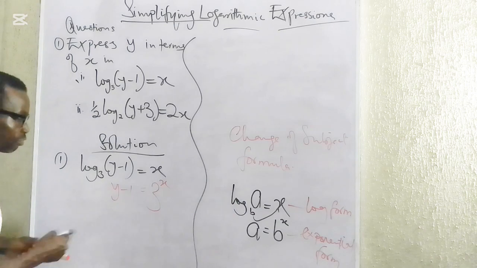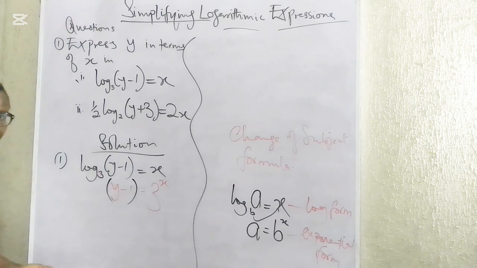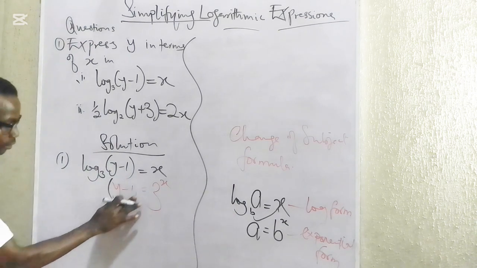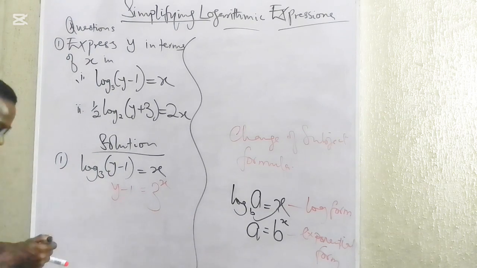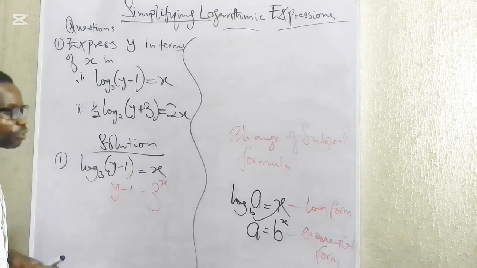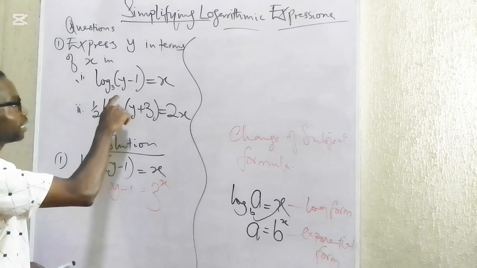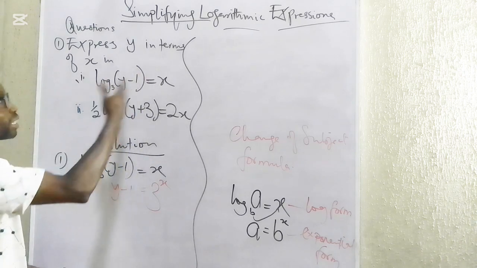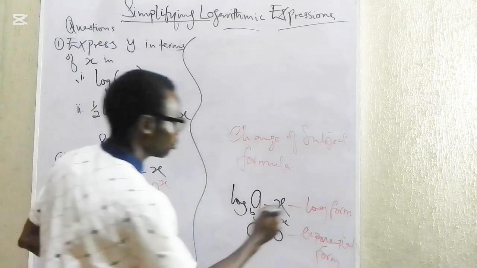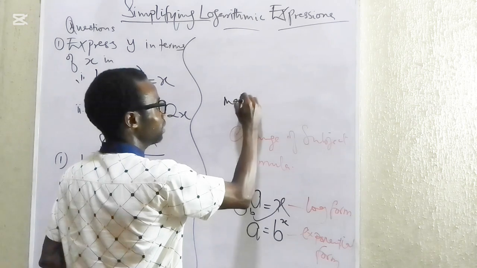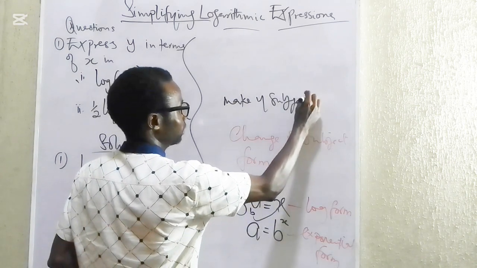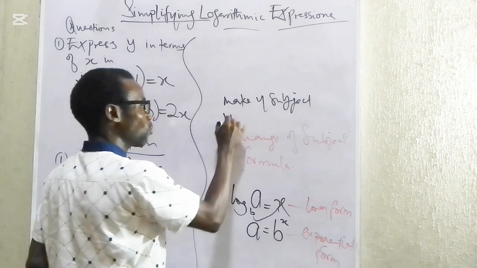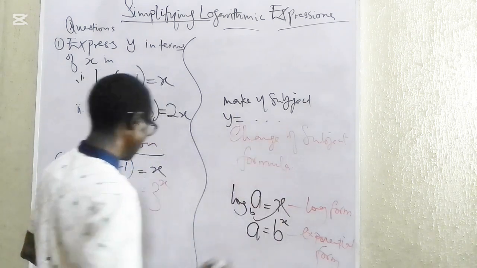You see it? Now, if you like, you still leave your bracket in it, or you remove the bracket at this point. So it's very easy now. You see, you're almost close. Now, when they say express y in terms of x, or make y the subject of the formula, what that means is that y is equal to this and this. So that's what you're supposed to do.